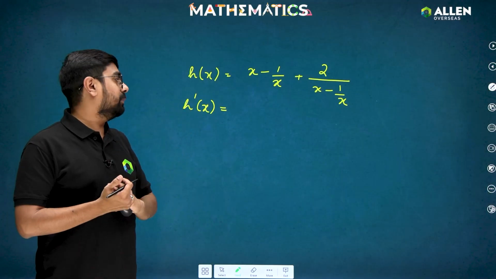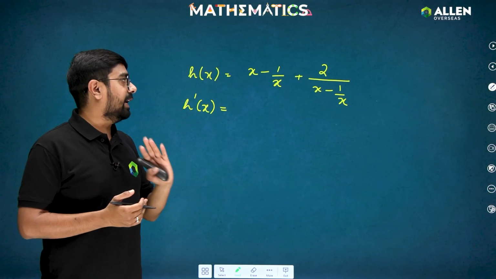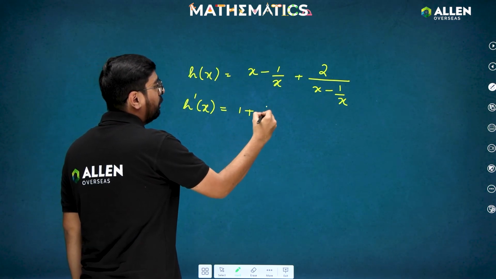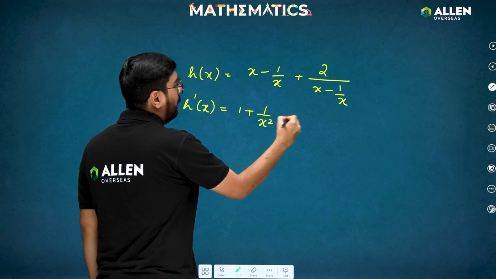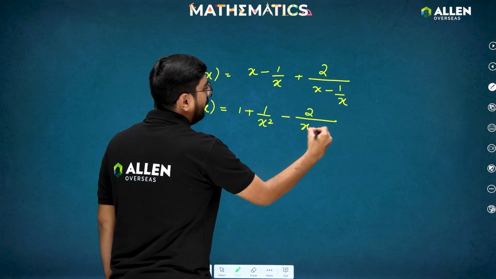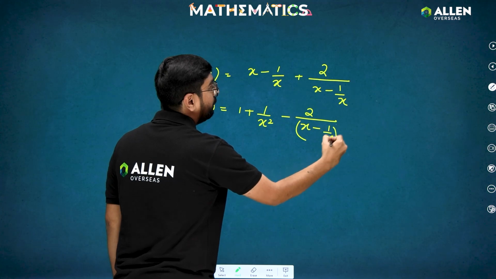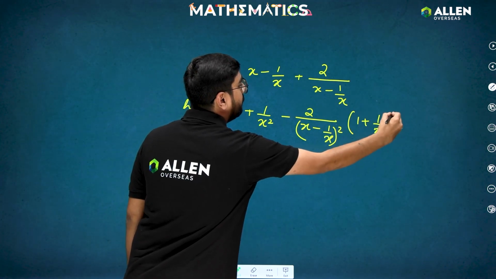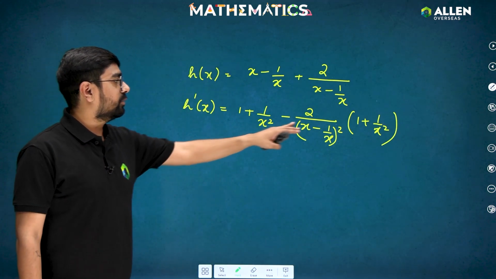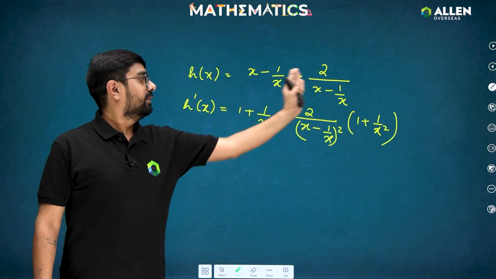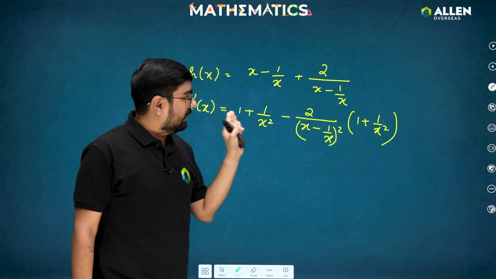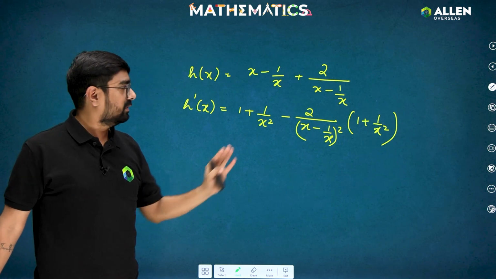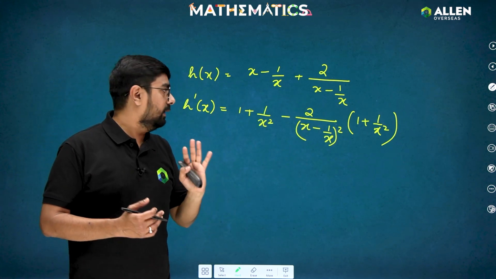So h dash x I am supposed to find. What will be h dash x? For this one, h dash x will be 1 plus 1 by x square minus 2 upon x minus 1 by x whole square multiplied with 1 plus 1 by x square. This is going to be the derivative of this function. Now if I make this equal to 0, I don't think I'll be able to find the critical points. I should simplify it a little more.